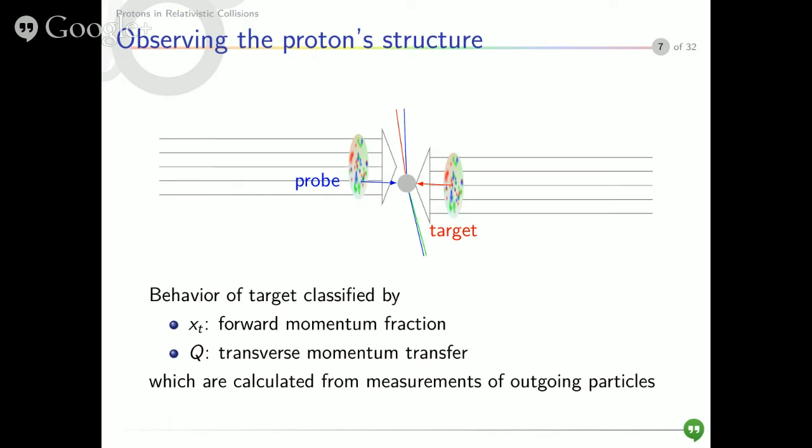And so as I said, these variables: if we're looking to understand how the quantum fields in the target proton or whatever behave, then it's useful to calculate these two variables, x_t and Q. Calculating this over a large number of collisions gives us a way to understand the structure of this thing, this target proton.